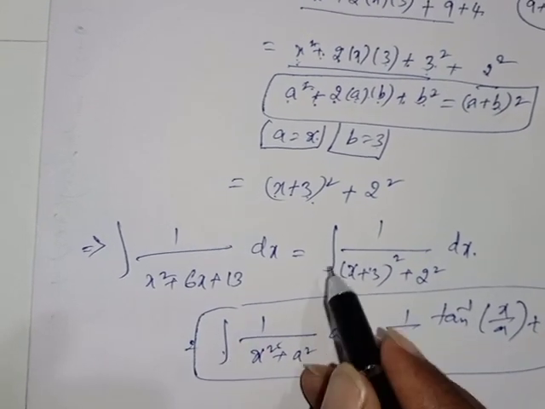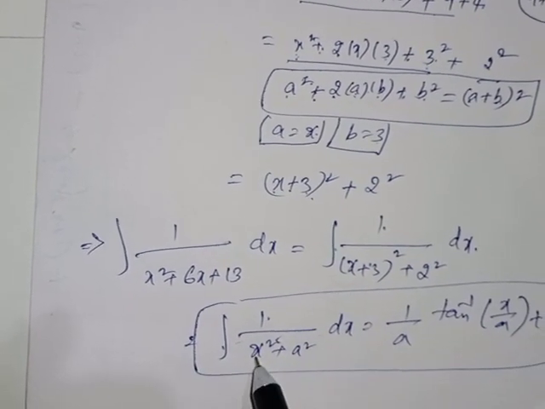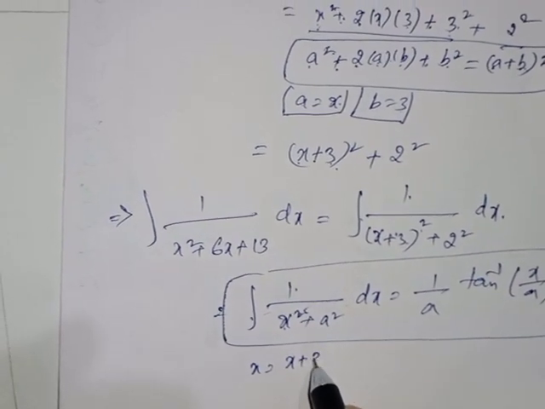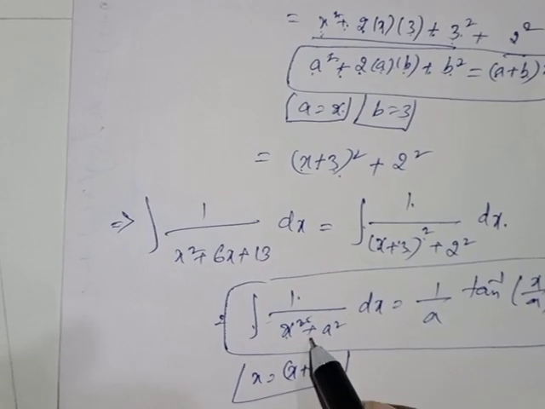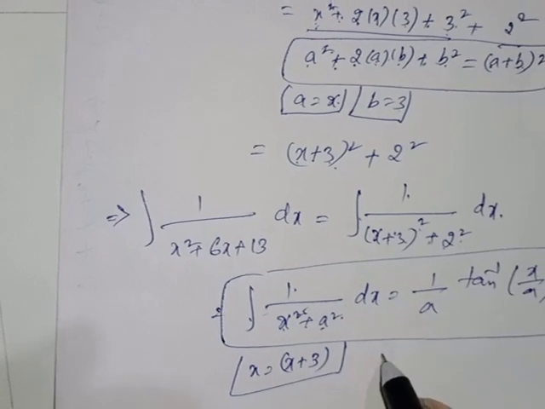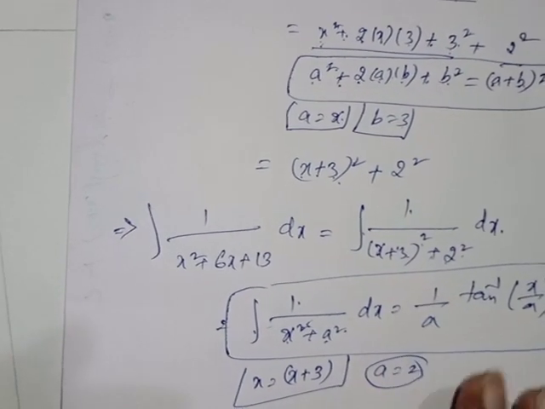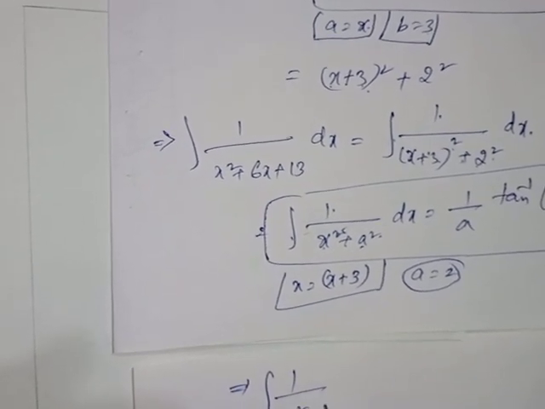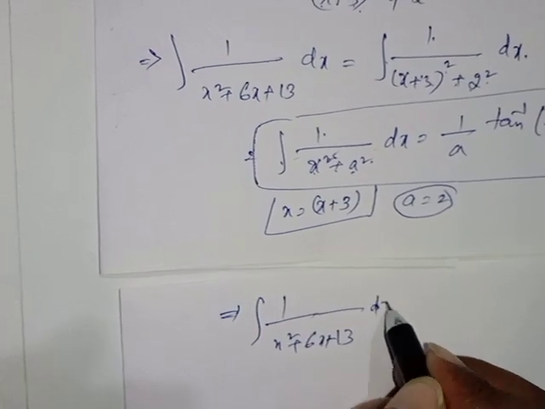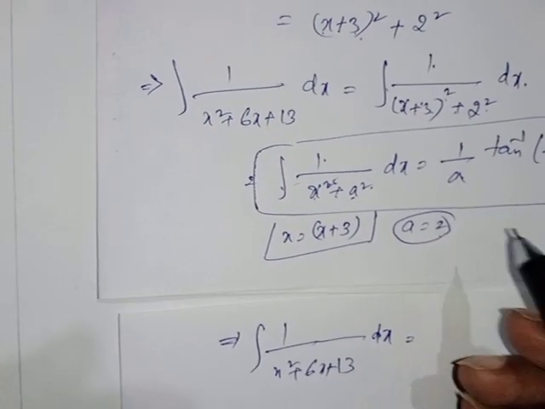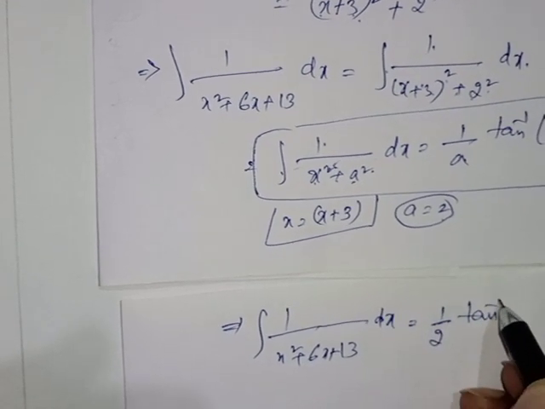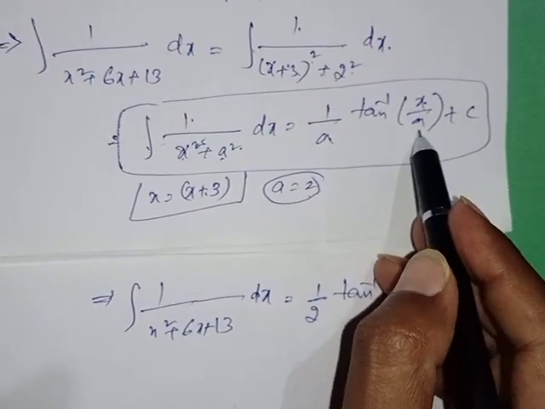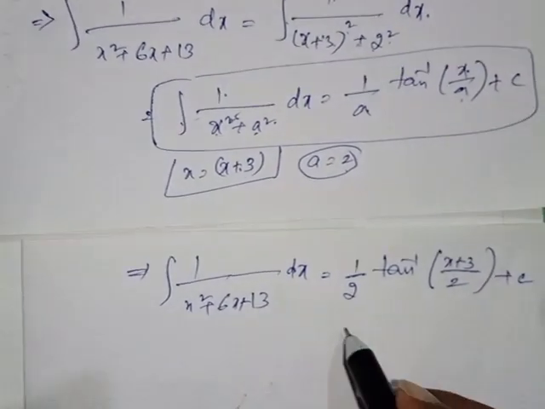So compare these two. In the integral of 1 upon x square, here it is x plus 3 whole square, so x is equal to x plus 3. Next, plus a square, here is 2 square, so a is equal to 2. Substitute in the formula: the integral of 1 upon x square plus 6x plus 13 into dx is equal to 1 by a, with a equal to 2, so 1 by 2 tan inverse of x plus 3 upon a, that is 2, plus c. This is the answer.